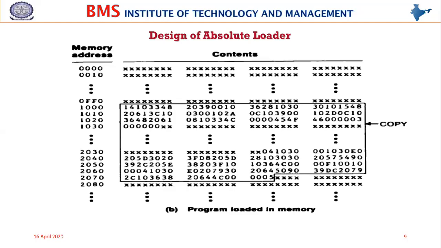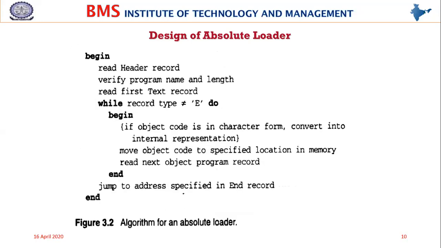Right. And here one thing we need to understand. We have an algorithm for the absolute loader. What is the algorithm? Just see that. We read the header record. From where will you get the length of the program? Verify the program name and the length. Why are you verifying? So as to confirm that the program can fit in the allocated memory location. That's it. Okay. And read the first text record from the object code file.